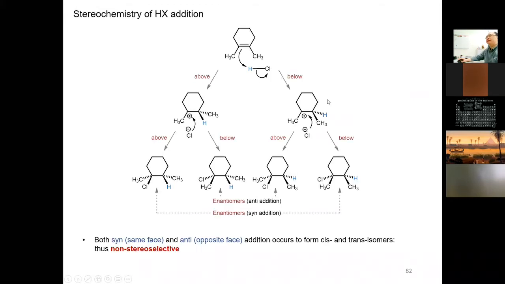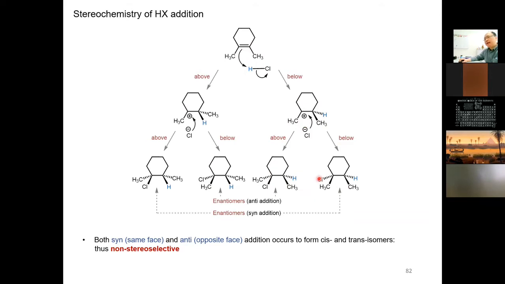And for a more detailed illustration of this addition, you can see this figure. If the H adds from above, the H is pointing towards you, right? And this carbocation is flat. So the chloride can either add from above to generate this product, or from below the plane to get this one. If the first H addition is below the plane, you can see the H is pointing away from you. And then the flat structure also has two pathways. One is the chloride pointing towards you, the other is the chloride pointing away from you.